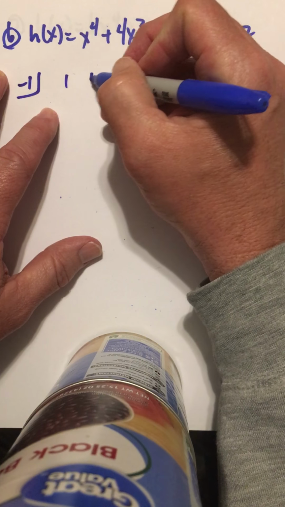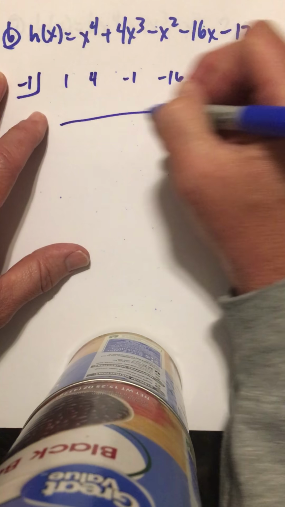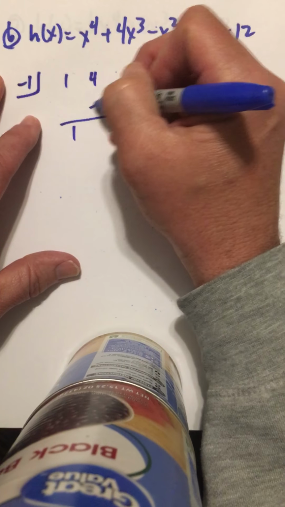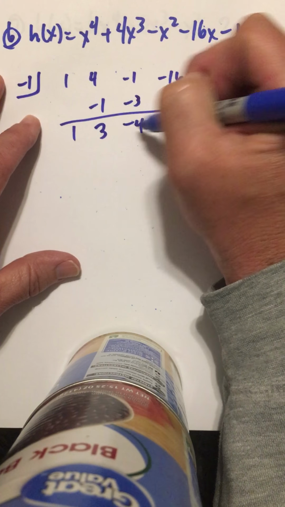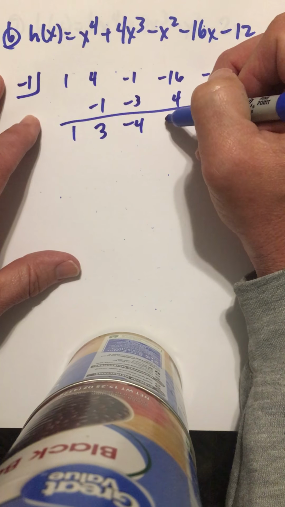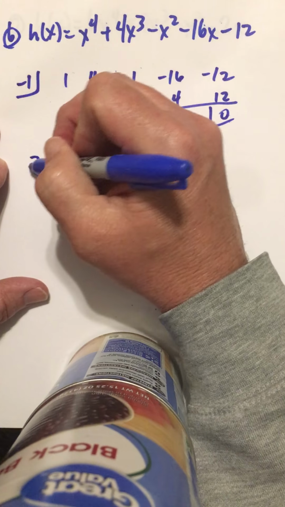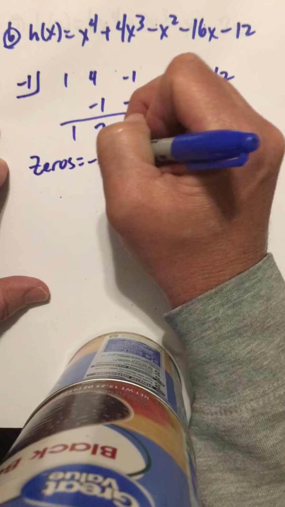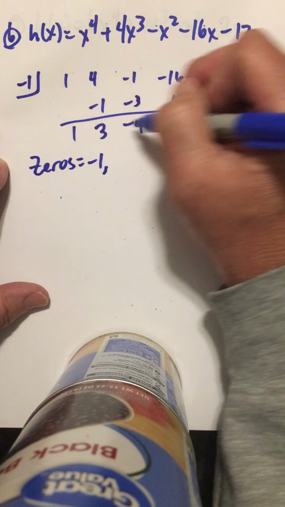Bring down those numbers, 1, 4, negative 1, negative 16, and negative 12. Drop the 1. 1 times negative 1 and add. 3 times negative 1 is a negative 3 and add. Keep going with this, and you do get zero remainder. So one of your zeros is that negative 1 that you just found. To find your others, you're going to use this answer.